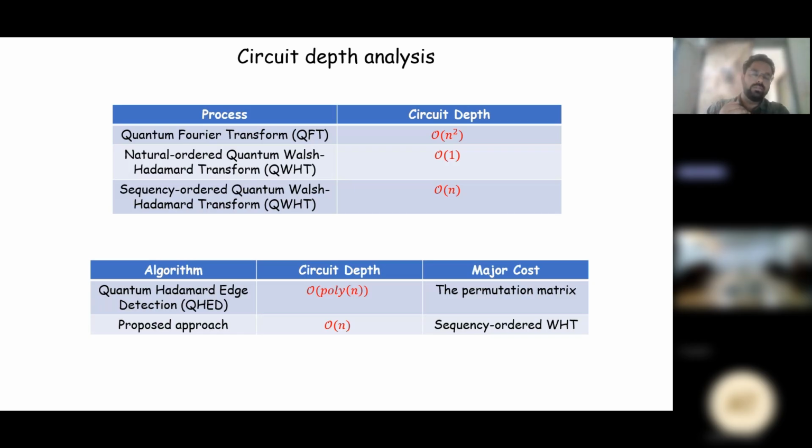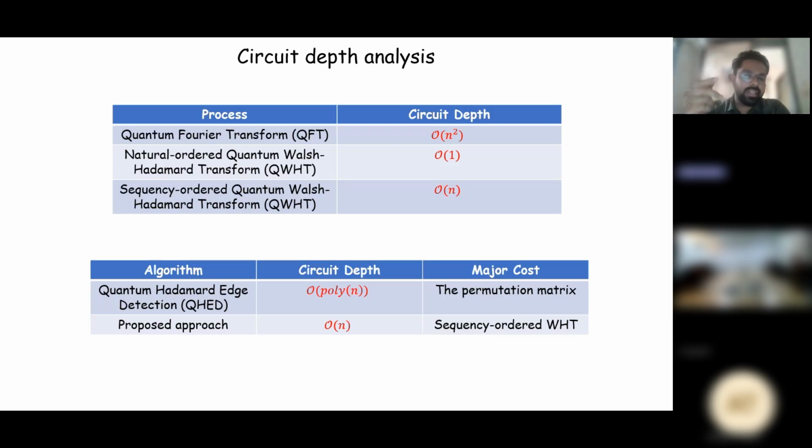So even after reordering, I'm still getting a circuit depth which is quadratically faster than a quantum Fourier transform. So naturally, one has to realize that Walsh transforms are more natural for performing computation on a quantum computer than Fourier transforms.